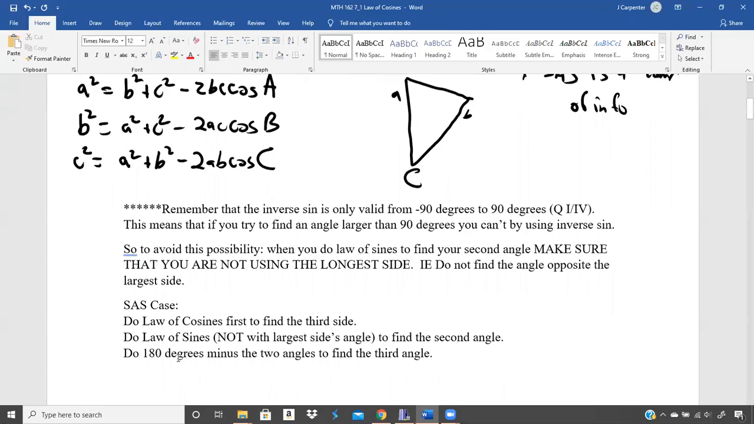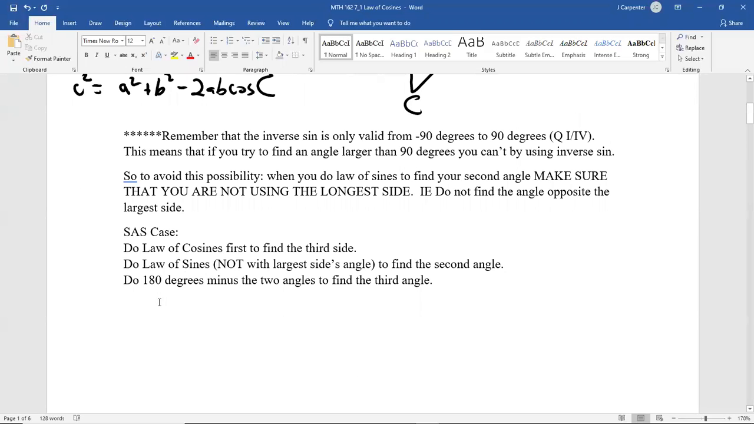All right, so let's get it. Let's try one. Example 1.